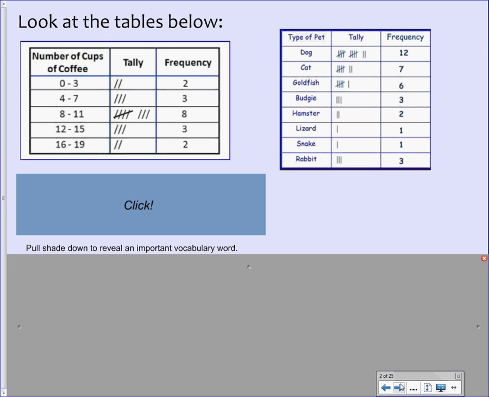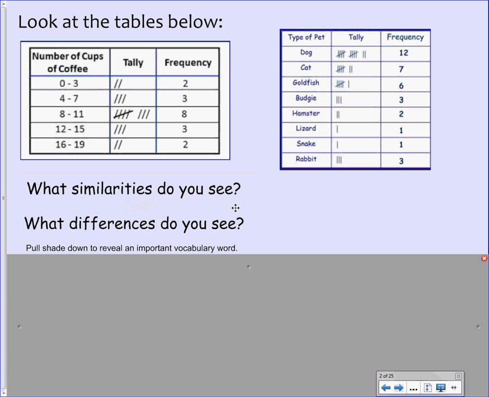So for frequency tables, we started by showing them these two tables and asked them two questions: what similarities do you see? Most were able to tell us that both tables had tally marks, and both tables had numbers next to the tally marks that matched. The differences they saw were that one has numbers and one has words. That's the only difference, really.